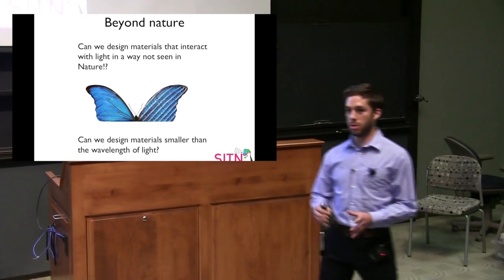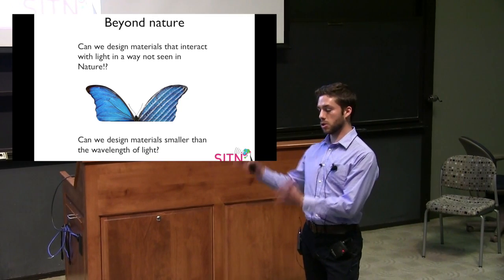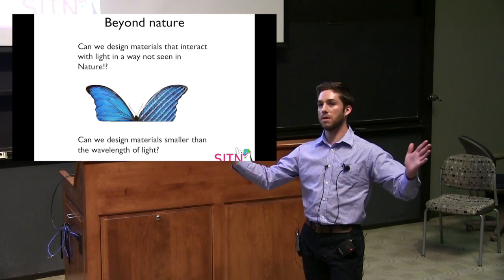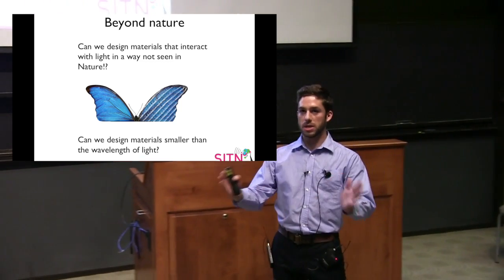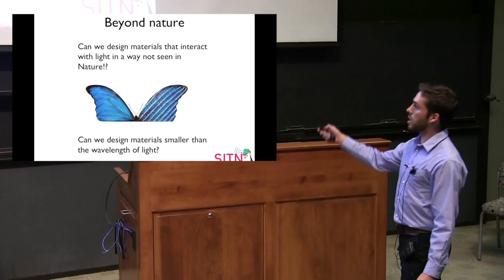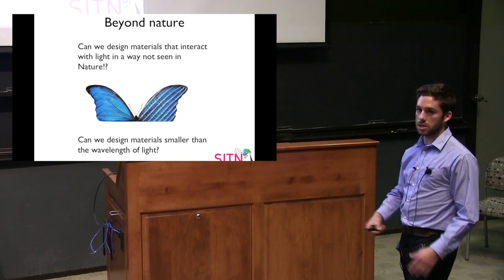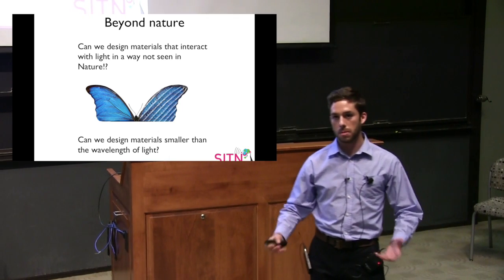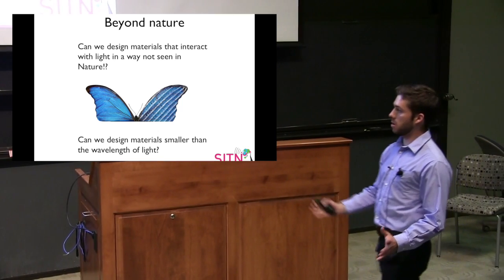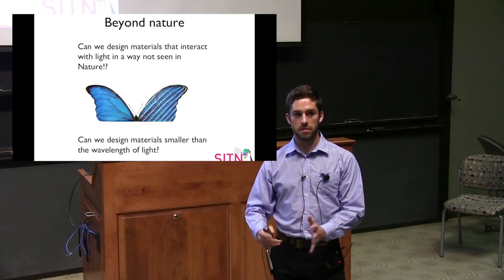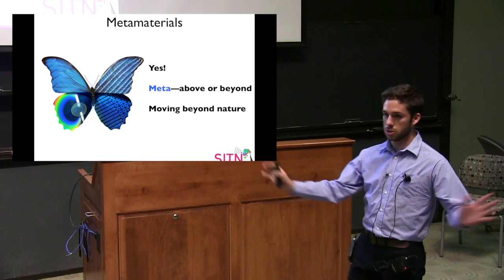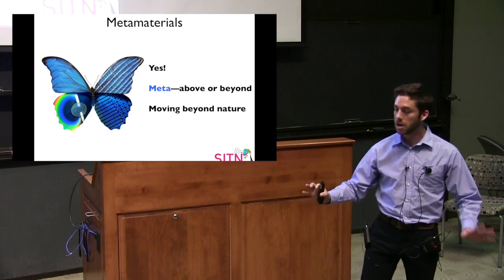Now, so far what we've talked about is taking cues from nature and designing materials on the length scale of the wavelength. So in our photonic crystal, our spacing was about the visible wavelength. But what we want to know is, can we go beyond the natural materials that we see? Can we give materials new functionality by designing them a specific way? And can we design materials that are even smaller than the wavelengths of the light? The answer to this is of course yes, otherwise this would be a really anticlimactic part of the talk.